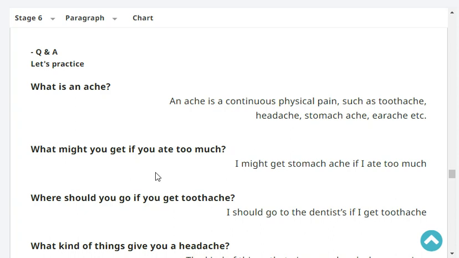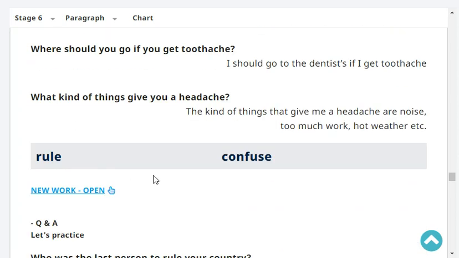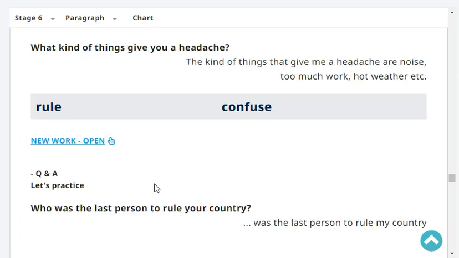Where should you go if you get toothache? I should go to the dentist if I get toothache. What kind of things give you a headache? The kind of things that give me a headache are noise, too much work, hot weather, etc. Very good.